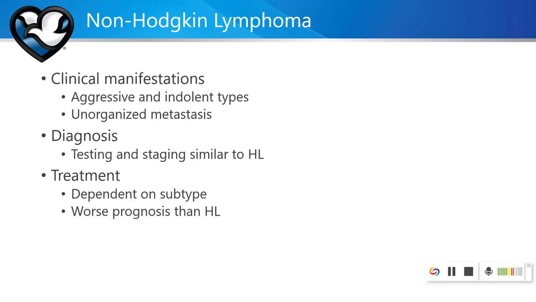Diagnostic tests and staging are similar to Hodgkin lymphoma, but other diagnostic tests may include tumor markers, immunoglobulin studies, lumbar punctures, and blood tests for HIV and hepatitis. The overall survival rate of non-Hodgkin lymphoma is 72%.